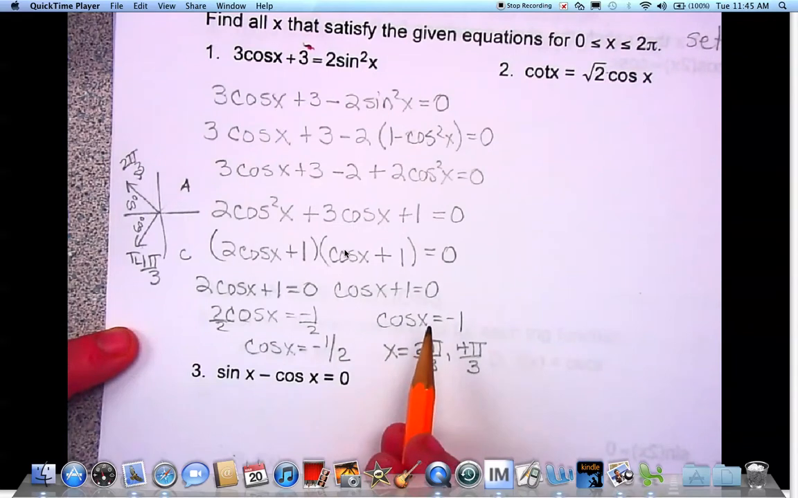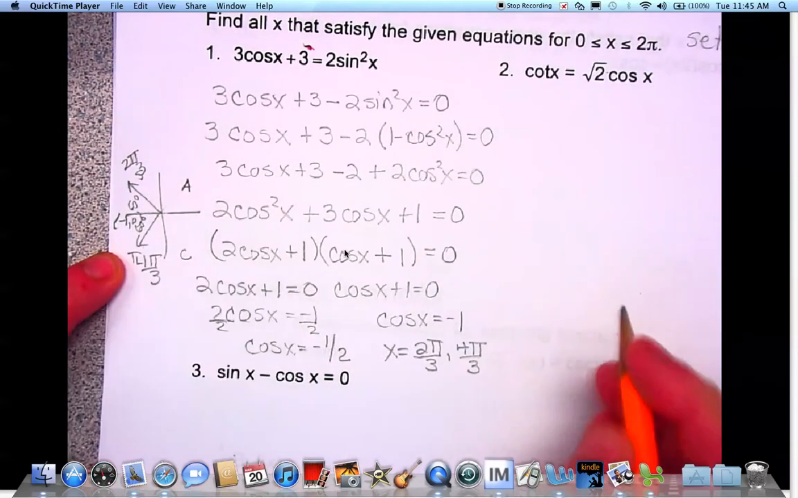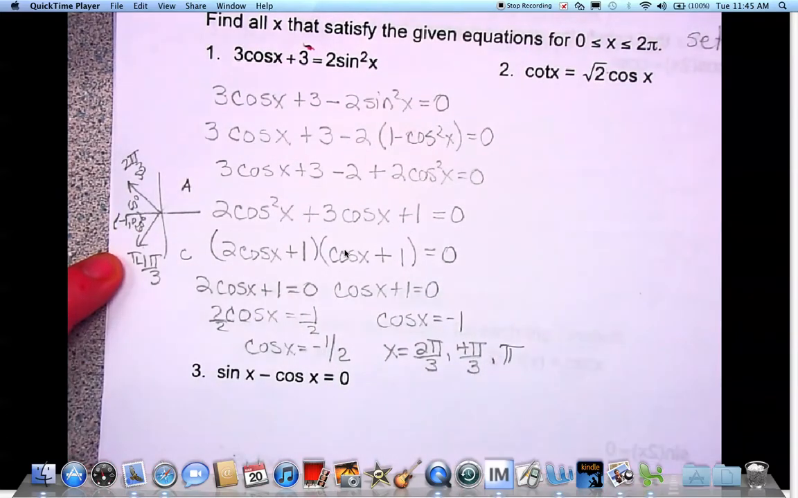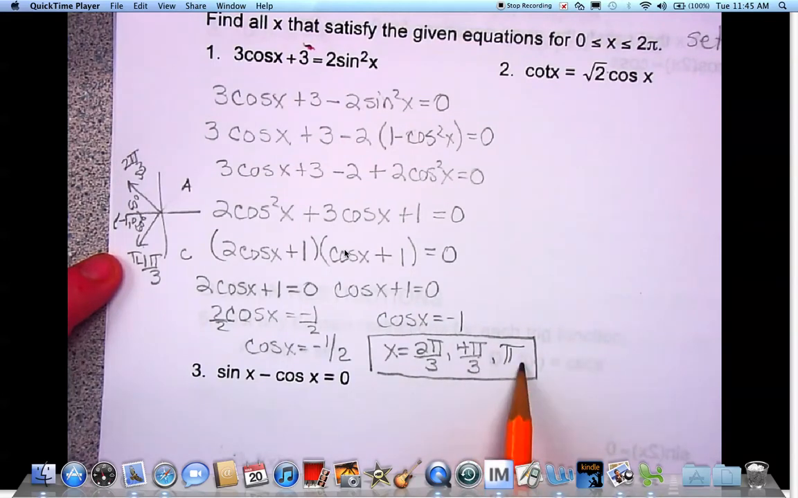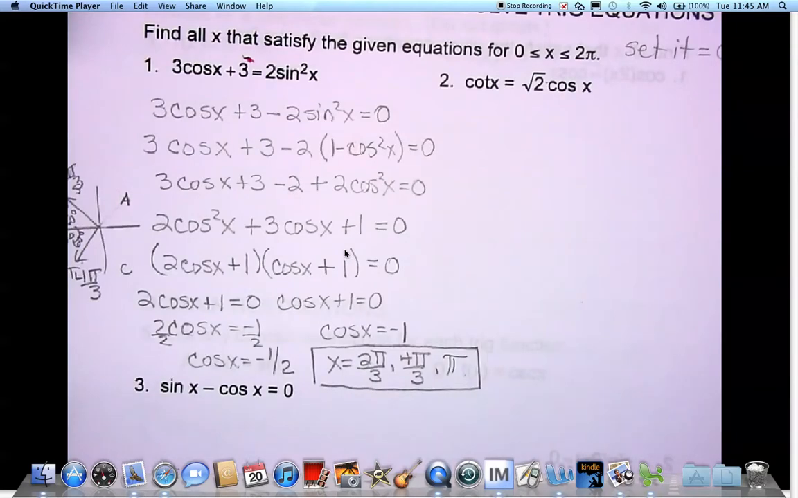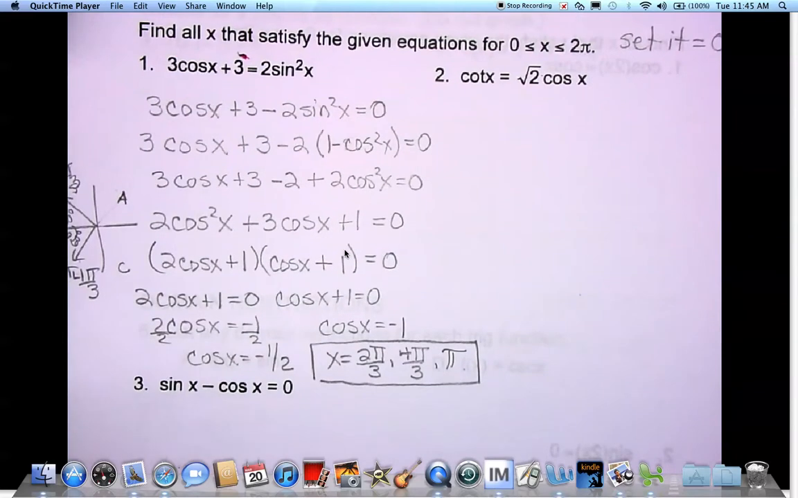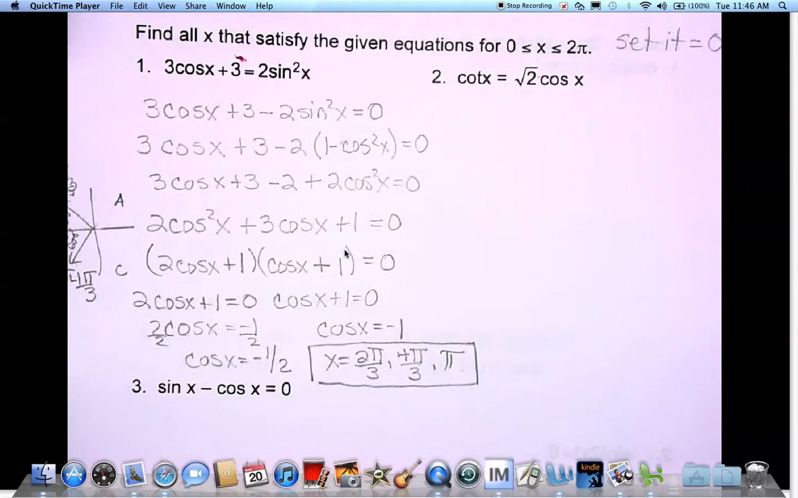And then when is cosine of x negative 1? Right here, at pi. How could you show it in between 2 pi over 3 and 4 pi over 3? No, it's not in between; it's just these answers. You could put them in a different order, but it's still the same thing. We only have these 3 solutions. The only thing different from yesterday was replacing that sine squared x with 1 minus cosine squared x.